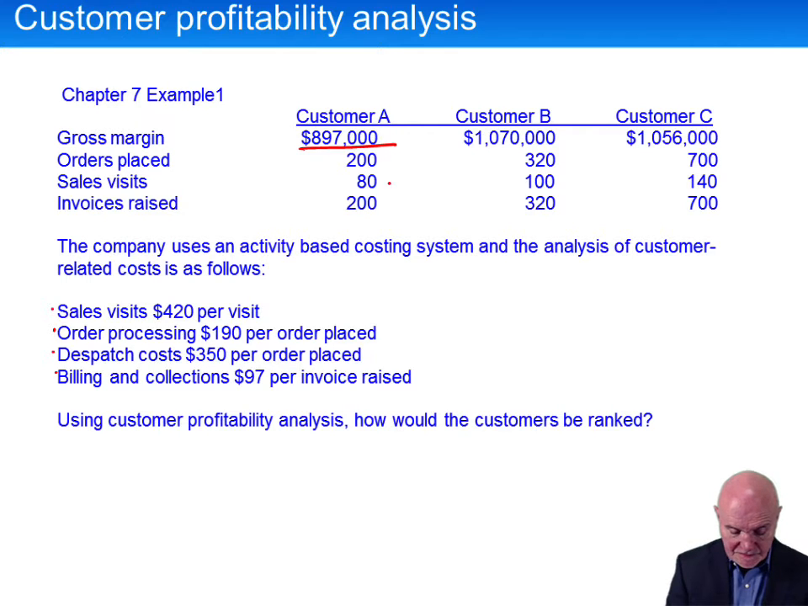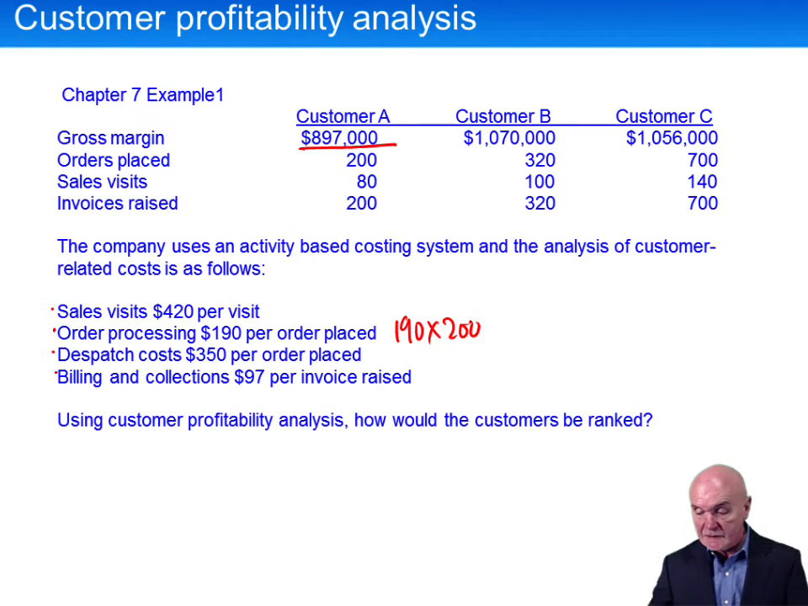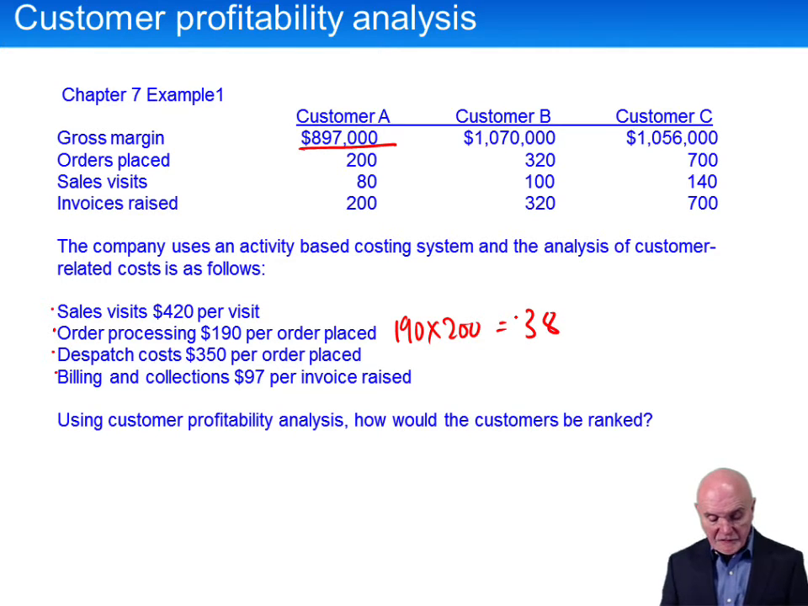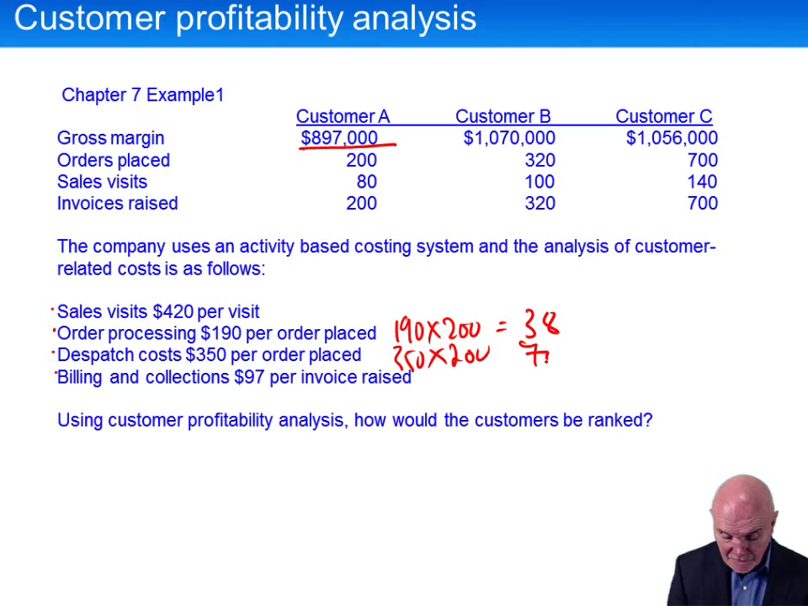So we have orders placed, and here we have order processing is 190 per order in there. So presumably we're going to have in there 190 times 200 as costs associated, and I just do it in thousands here. So we're going to have 190 times 200. That's going to be 38,000. We have dispatch costs, which are 350 per order placed, so it must be in there 350 times 200, so it's going to be 70.